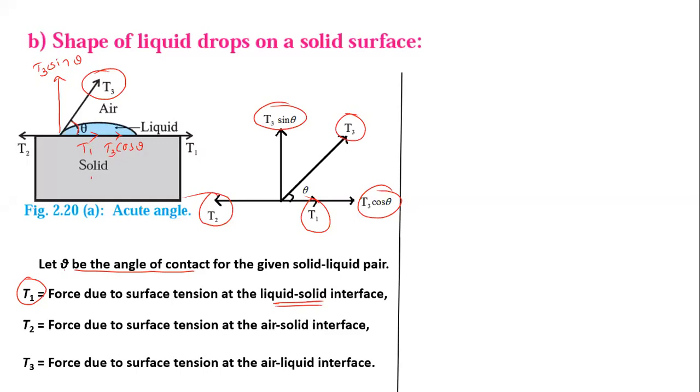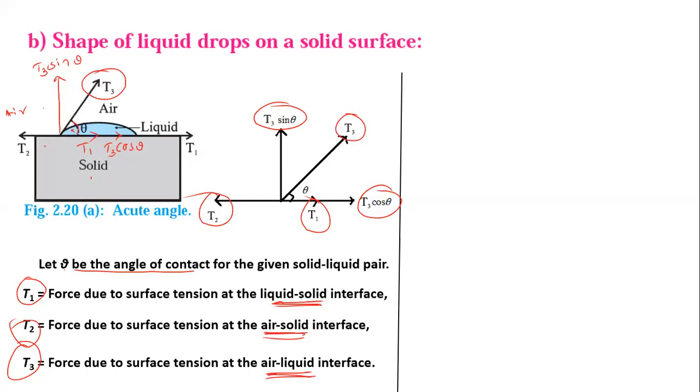Now T2, you can see here T2. Below is solid, above is air. It is at the solid air interface. Now T3. You can see here T3. Here this is the liquid and here it is air. So T3 is the air liquid interface. See the diagram very carefully. Okay. What is T1? You remember? It is a force due to surface tension at the liquid solid interface. T2 is the air solid interface and T3 is the air liquid interface.